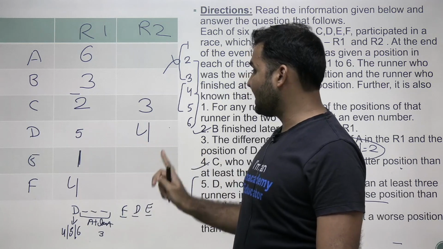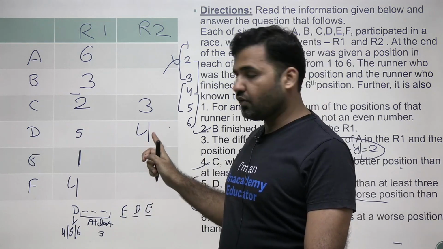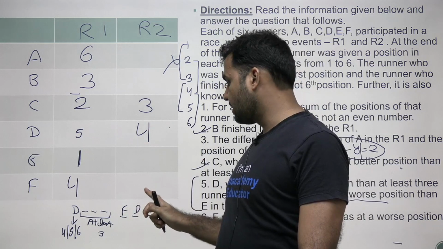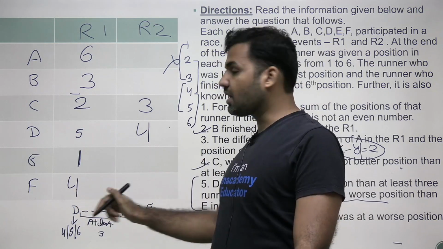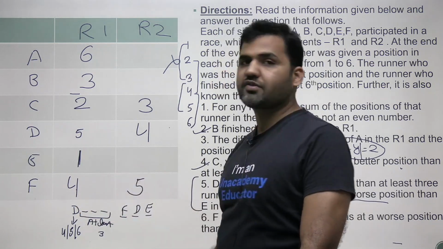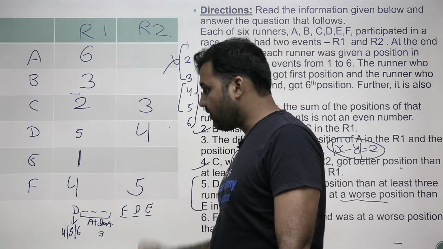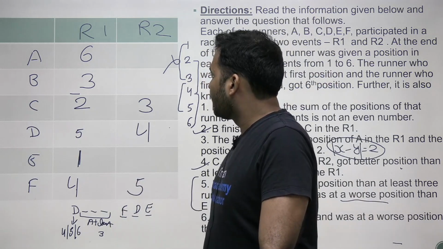F rank is worse than D. So if D rank is 4, F rank will be either 5 or 6. If I put 6 here, 6 plus 4 will become 10. So the only option left for F is 5. F would be given a rank 5 here, right?